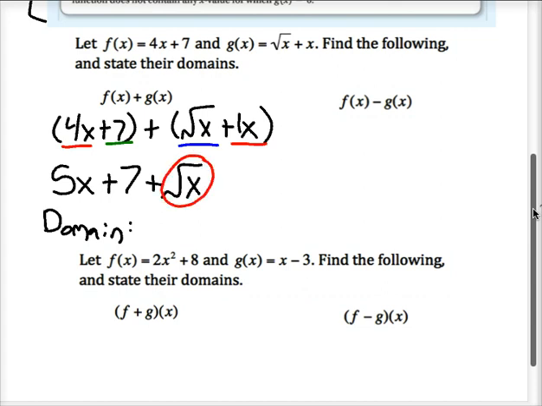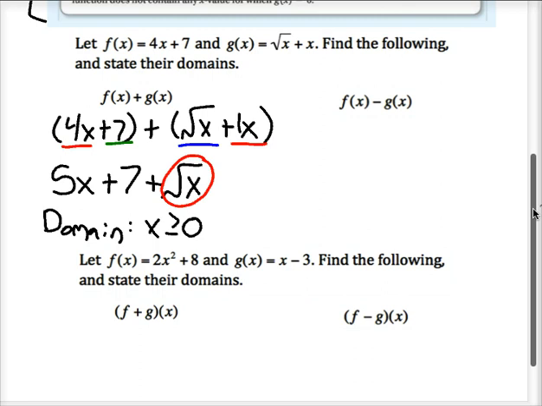That is going to give us a domain restriction because we know that we can only take the square root of 0 and positive numbers. You cannot take the square root of negative numbers. So it's going to give us a domain restriction that our x's have to be greater than or equal to 0. That's the only way we can graph this and analyze this function.